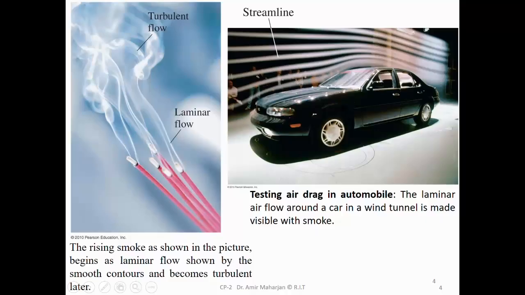And here in this right picture, engineers use the smoke particles to do the drag test in automobiles, and you can clearly see the streamlines are clearly visible. And here, this smoke rises as laminar flow, streamline flow, smooth flow, and it becomes turbulent, which is a little complicated, which we will not discuss.